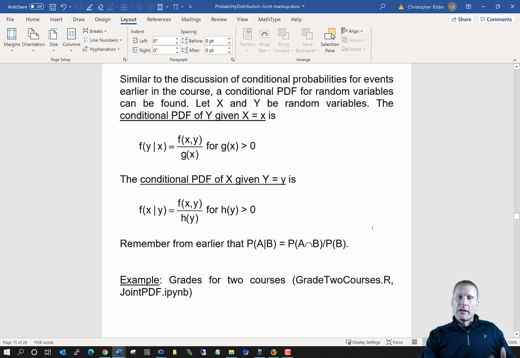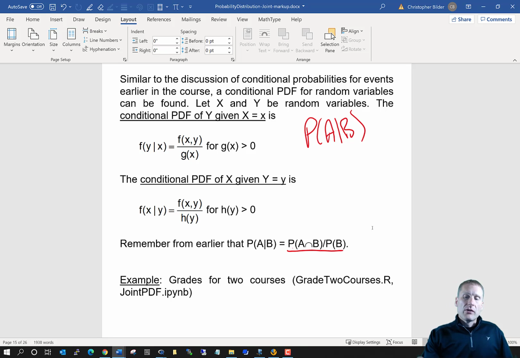Now, also in the past in our course, we talked about conditional probabilities such as this, the probability of A given B. And we said that's the probability of A intersect B divided by the probability of B. We can also talk about that same kind of concept now with respect to PDFs. So I might be interested in the conditional PDF of Y given X is something.